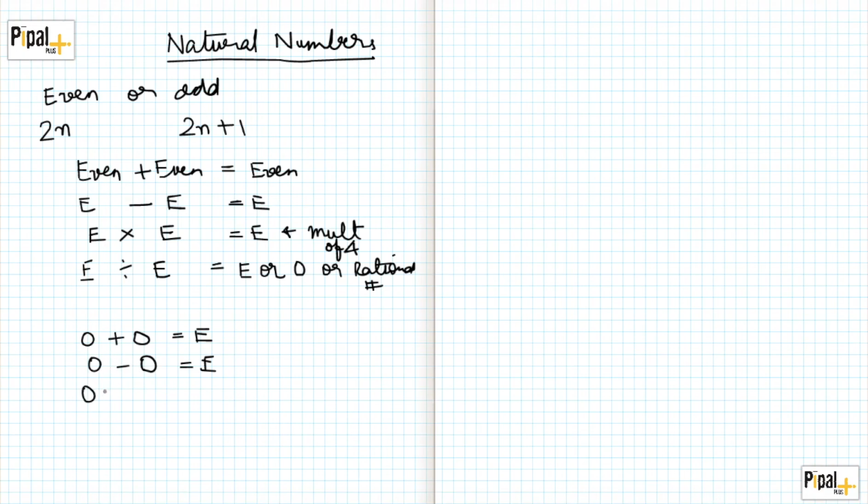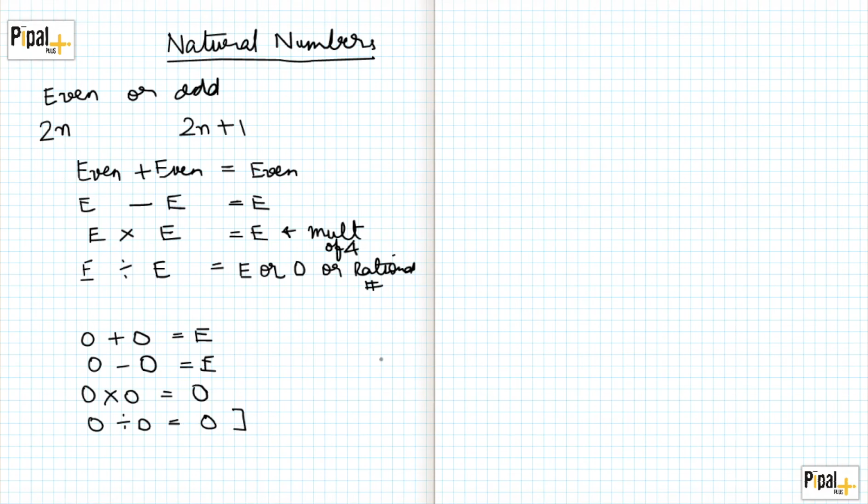Now an odd multiplied by an odd will always give us an odd number because there's no 2 here and there's no 2 here, so we'll always get an odd number. And likewise, an odd number divided by an odd number will give us an odd number, provided this is a natural number, right? So there's a possibility that this could be a non-natural rational number, but if it is natural, then it will always be an odd number.